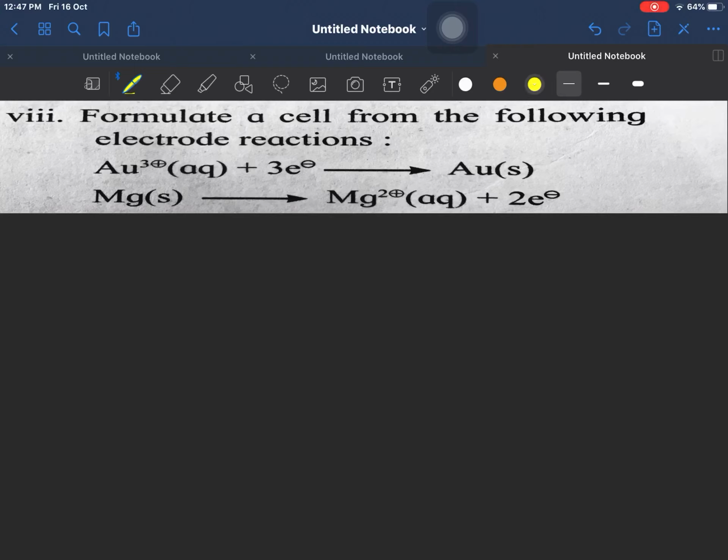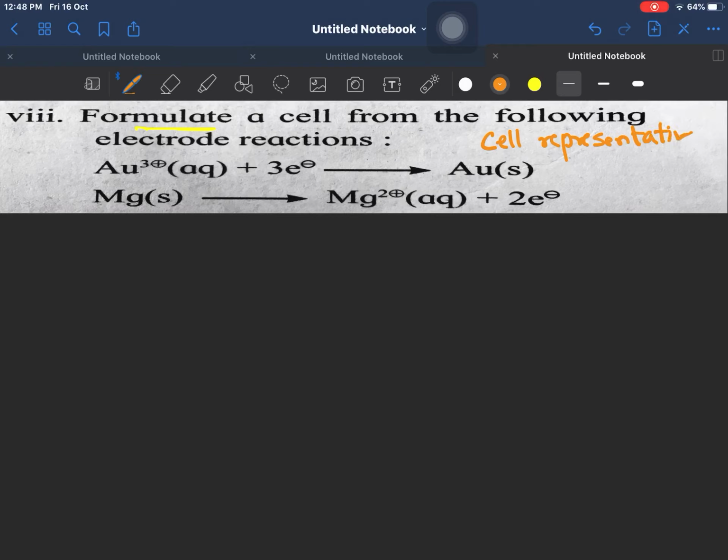Now this is one more question from electrochemistry, your textual questions. Formulate a cell from the following electrode reaction. What is the meaning of formulate the cell? You have to write what? Cell representation.